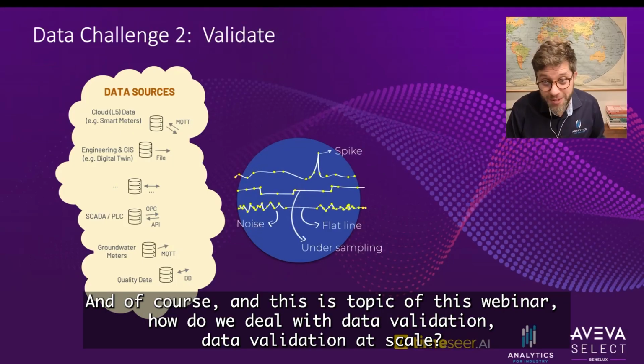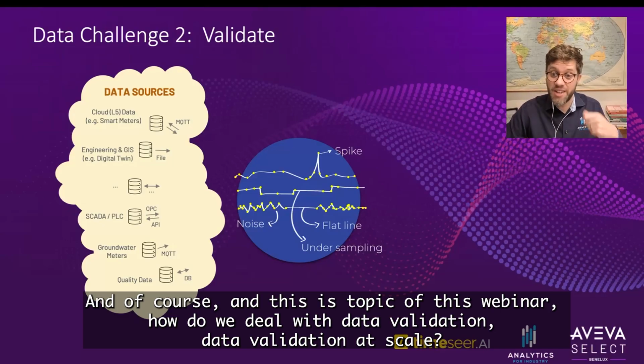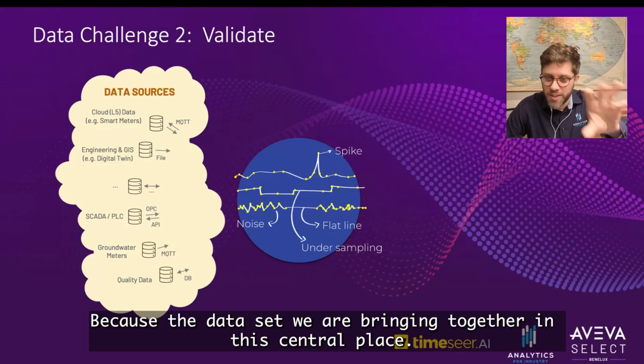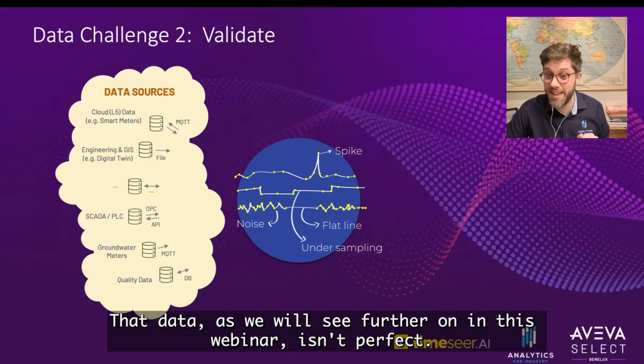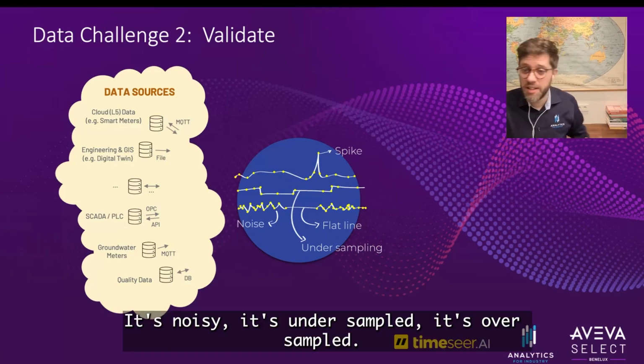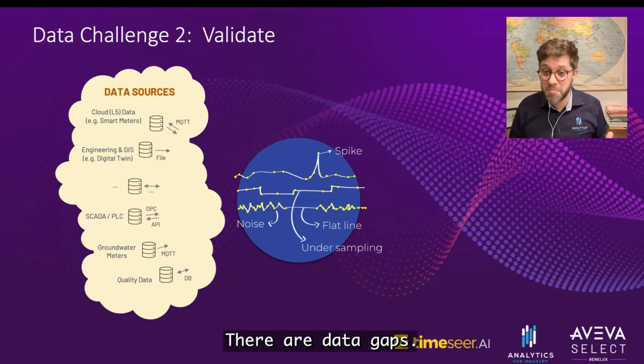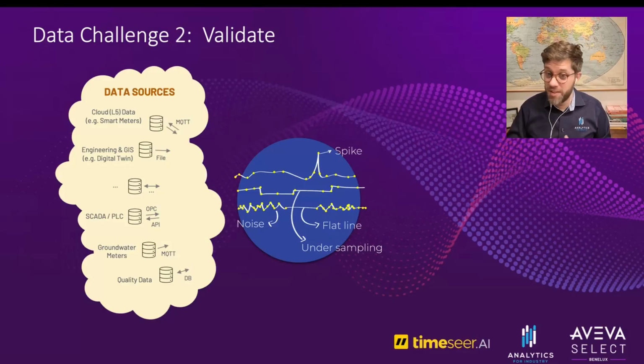And of course, and this is the topic of this webinar, how do we deal with data validation? Data validation at scale. Because the data set we are bringing together in this central place, as we will see further on in this webinar, isn't perfect. It's noisy, it's undersampled, it's oversampled. There are data gaps. Data is drifting away.